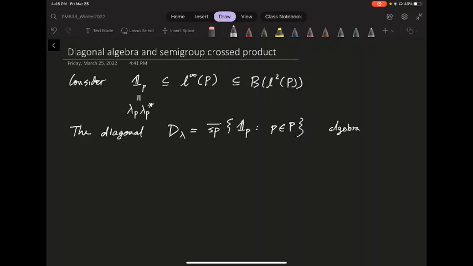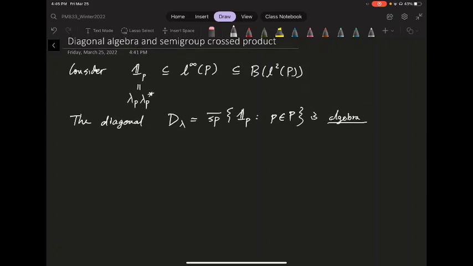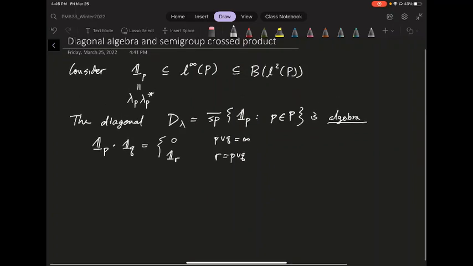Well, I need to justify why this is an algebra. When I define this, it just looks like a linear span, and an algebra usually needs to be closed under multiplication. That's essentially just what the Nica covariance is doing. If you take 1p times 1q, then either that's going to be 0, or some 1 of r if r is equal to their least common upper bound, and if there's no common upper bound, then it's 0. So you take two generators 1p and 1q, take their product, and it's still inside this set of generators. So your D lambda is clearly an algebra. That's why this is called the diagonal algebra.